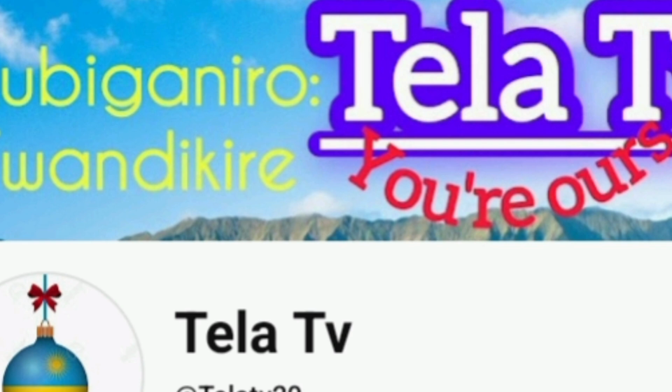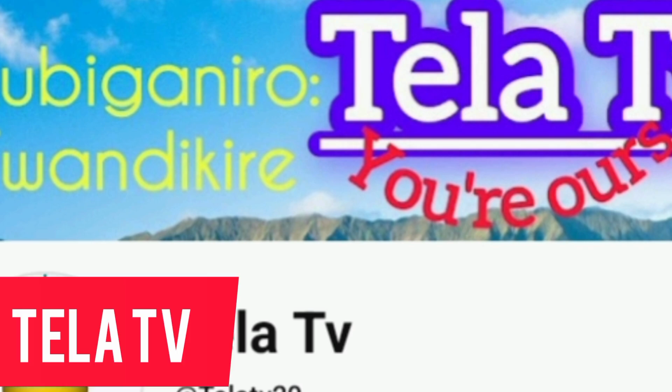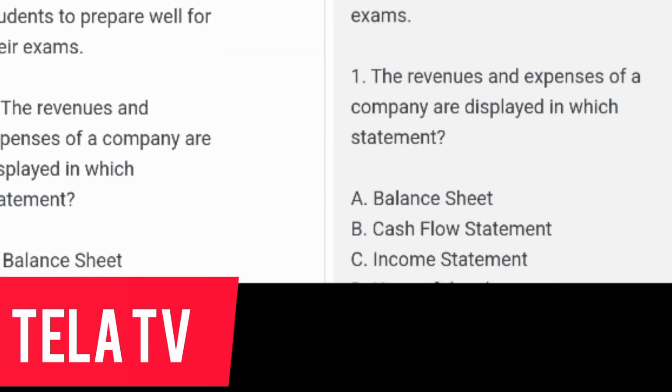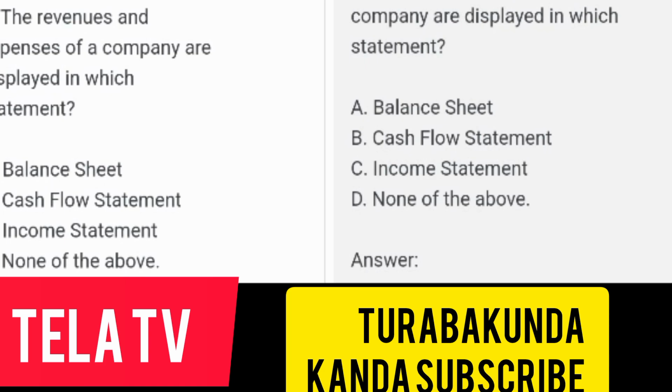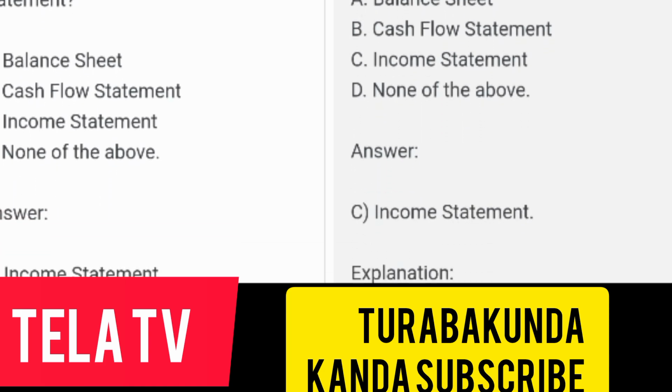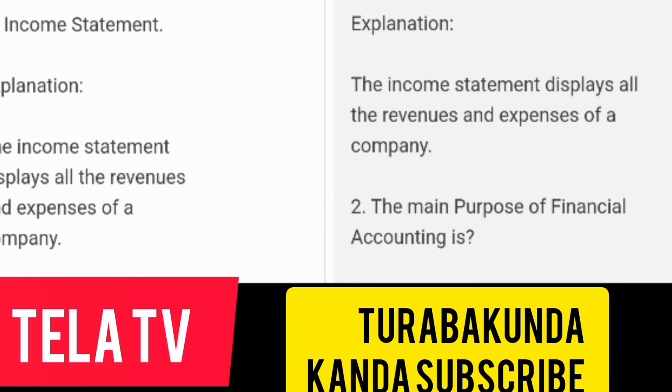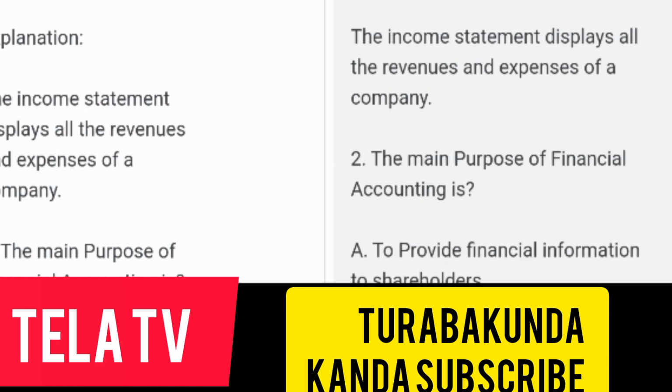1. The revenues and expenses of a company are displayed in which statement? A. Balance sheet. B. Cash flow statement. C. Income statement. D. None of the above. Answer. C. Income statement. Explanation. The income statement displays all the revenues and expenses of a company.